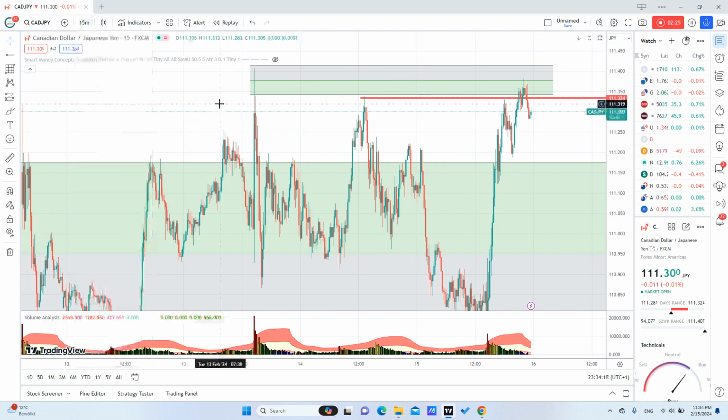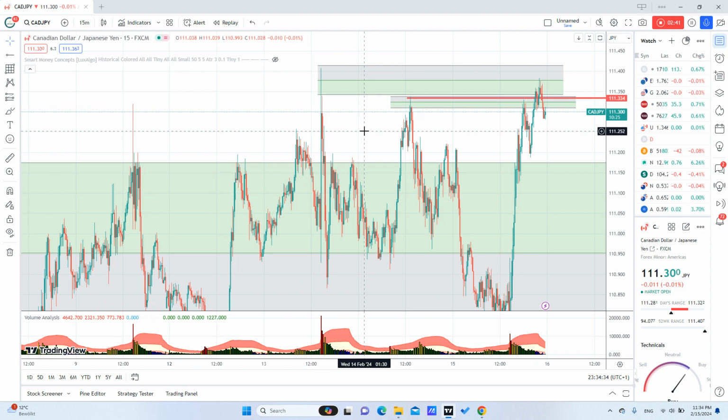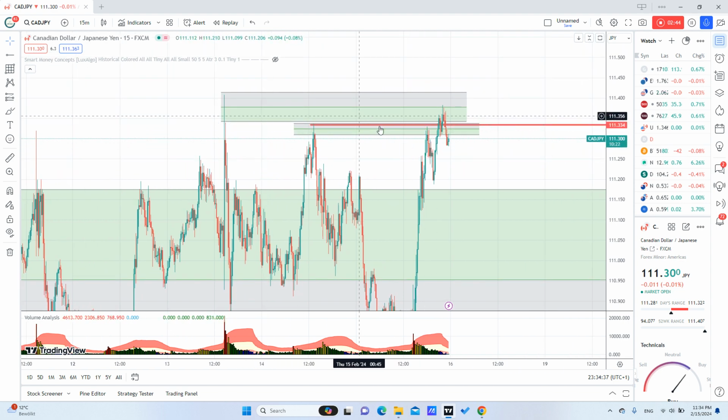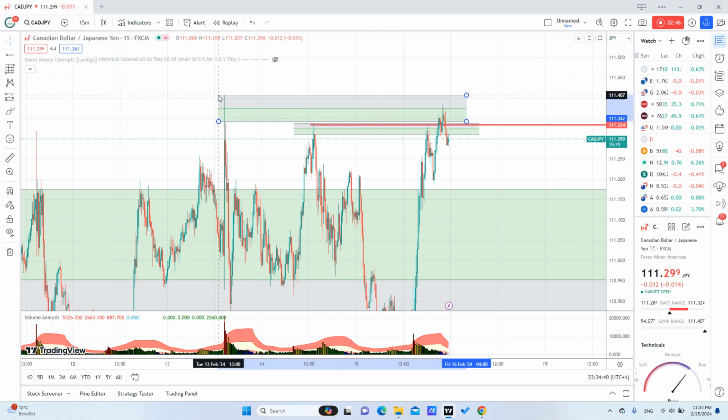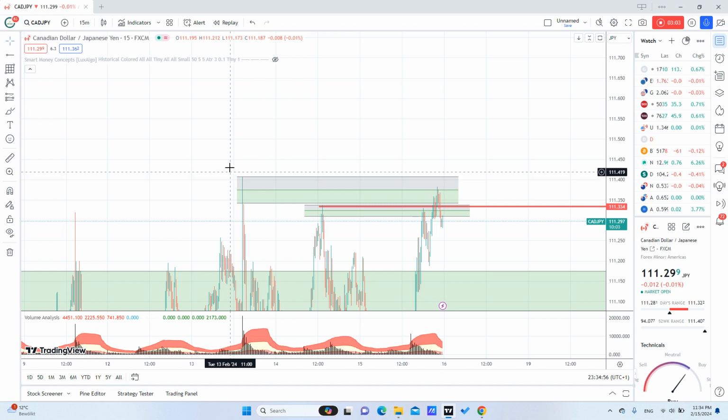My entry will be now, to be honest. I already entered actually on this top here, because I also marked this as an order block, which was not correct, but I wasn't taken out because I don't use very tight stops. My stop is actually around 650. It's a very wide stop loss, but if you like tight stop losses you can actually put it here.